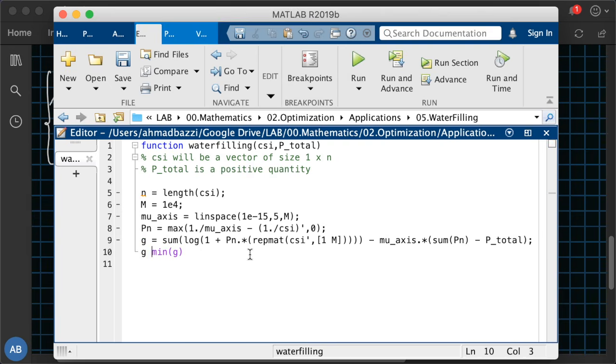Okay? Next, we're going to have to find the minimum of g. So we're going to find g that is equal to min g. And we need the index of this. So min g is the first element and the index is the second element. Why do we need the index? To compute the optimal mu. That is the one sitting at the index in mu axis, of course.